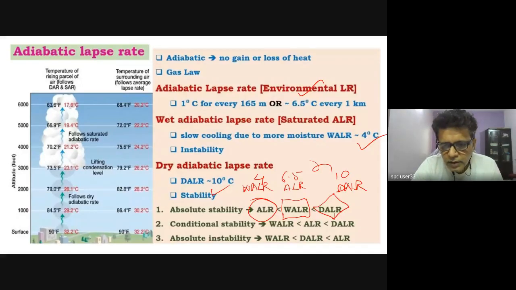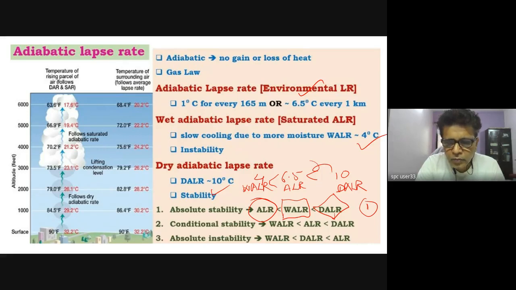Now you'll see that normally this is the condition that 4 is less than 6.5 and 6.5 is less than 10. Now what happens is when these things exchange their positions, in the first condition what has happened, you will see that adiabatic lapse rate goes lesser than the wet adiabatic lapse rate as such. So these are going to be very different conditions as such, and which obviously is less than the dry adiabatic lapse rate as such.